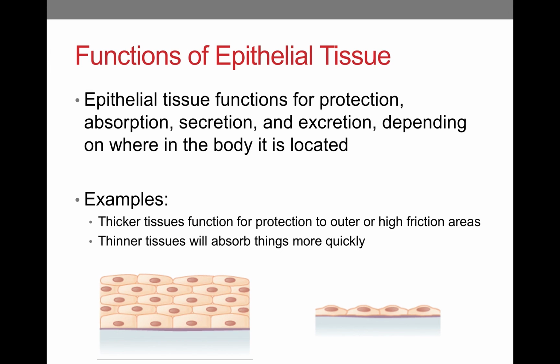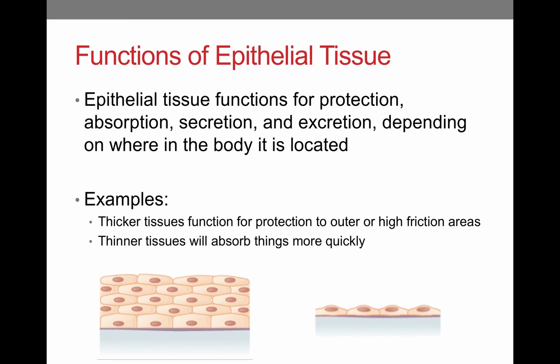So now that we know the structure of epithelial tissue, we can connect it to the function. The function of epithelial tissue differs depending on where in the body it's located. Epithelial tissue can function for protection, absorption, secretion, or excretion. So secretion is releasing a substance into the body. Excretion is releasing it out of the body. Each type of tissue, depending on the location, may have more than one of these functions, but it doesn't have all four at once.